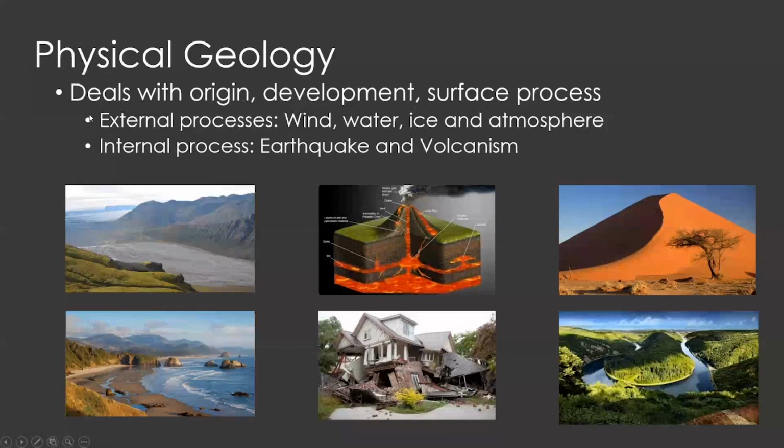It is either an external process like a river, wind, or glacier movement, or an internal process like an earthquake or volcanism. These processes have been continuously active since the formation of the earth, and they have changed the surface of the earth, are currently changing it, and will change it in the future also.